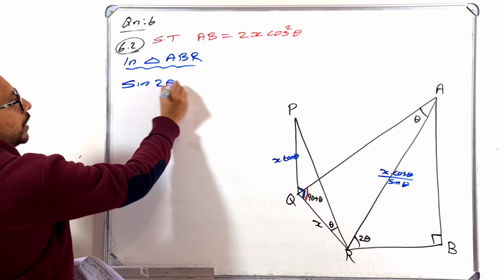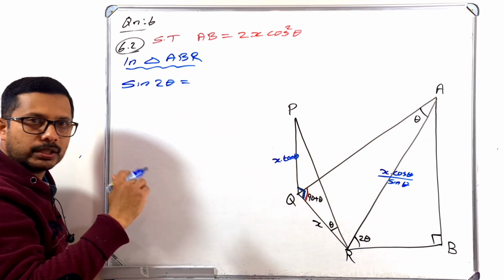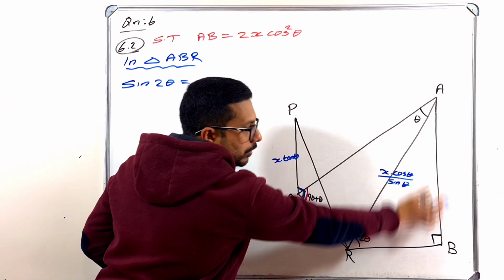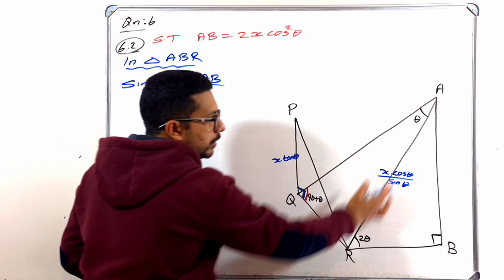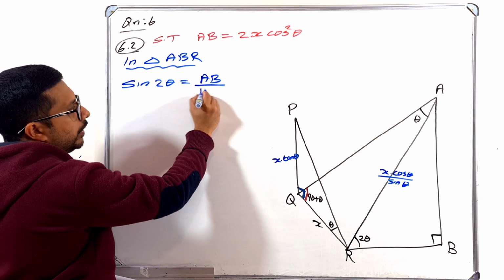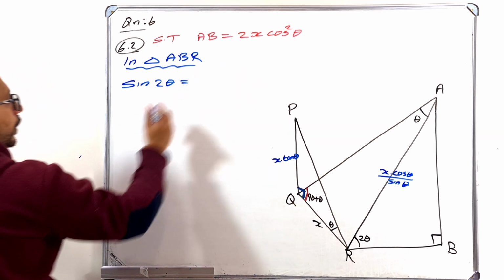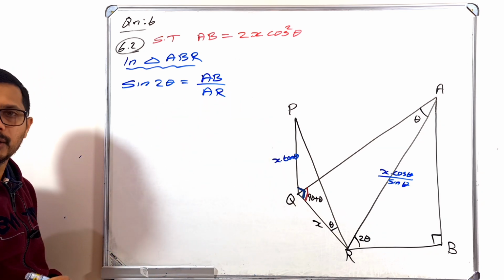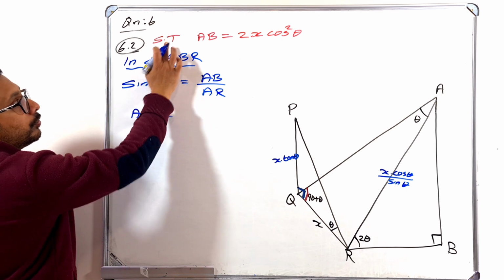Sine 2 theta is equal to, I am going to consider this triangle. Sine theta definition is opposite side by hypotenuse. What is the opposite side of the 2 theta? It is AB. So it is AB divided by hypotenuse. Hypotenuse is this one. Let me write the letters AR. AB over AR, opposite side by hypotenuse. Okay, so from there, what is AB? That is what we want to show, AB.